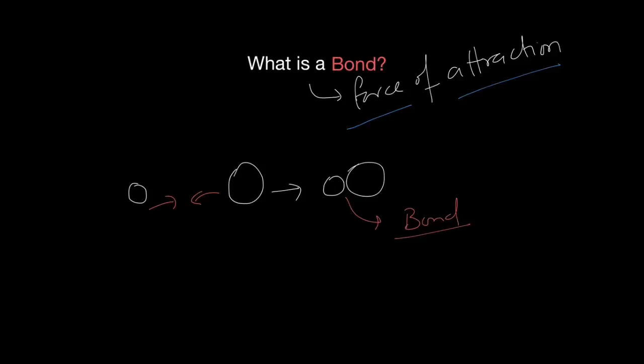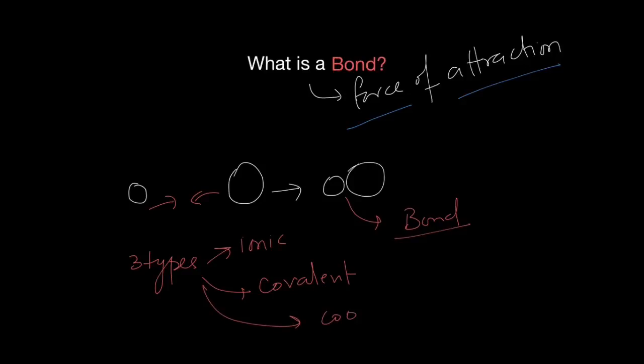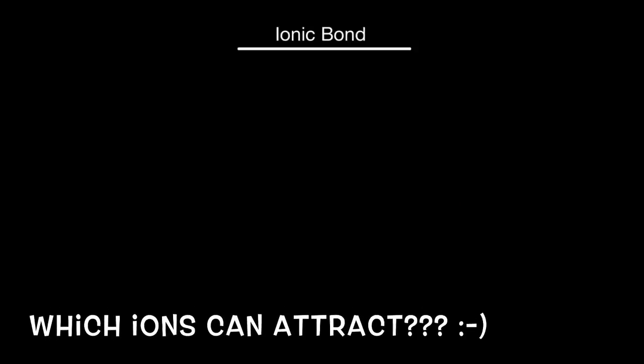Now a bond is mainly of three types. Let's look at what are those. One is the ionic bond, another is covalent bond, third type of bond is called coordinate bond, and in this video we will take a look at the ionic bond. So what is an ionic bond? An ionic bond is the force of attraction between ions.